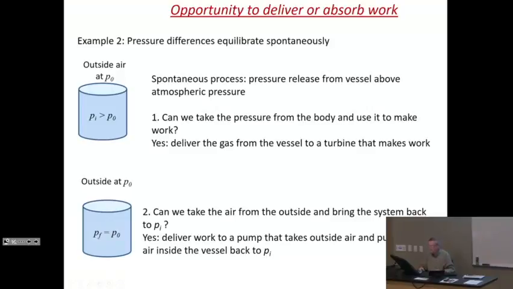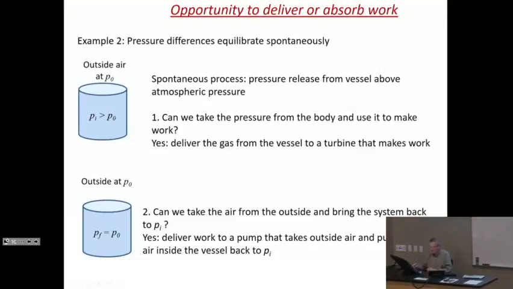So let's take a little look at what that looks like formally. In the case where we had the outside air at a pressure P0 and an initial pressure Pi higher than P0, we punched a hole, and yes, we can take the pressure from the body and send it outside, and we can actually connect a little motor or a little fan motor that will take the release of this air and make work out of it. So yes, you can deliver gas from the vessel to a little turbine that makes work. This can be big, and you can use a big turbine.